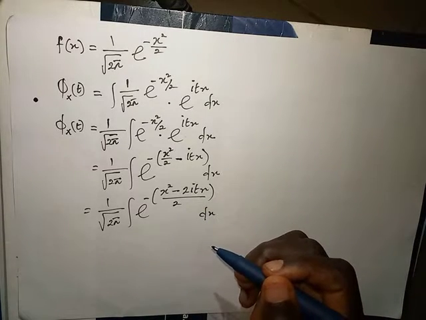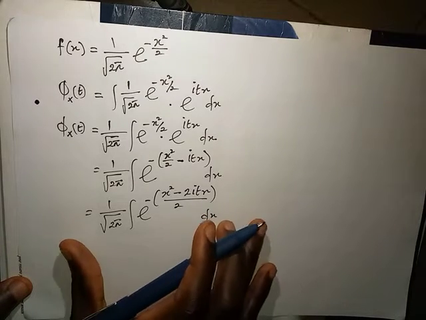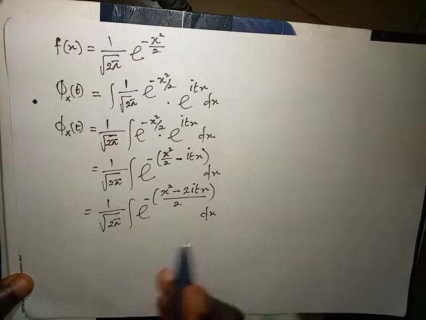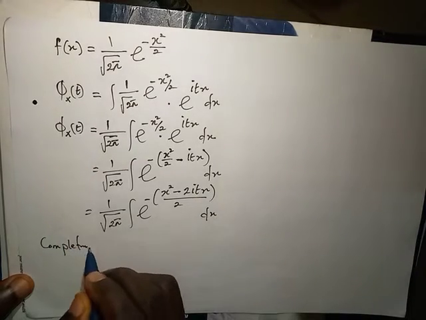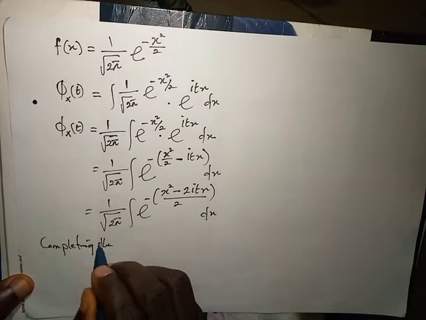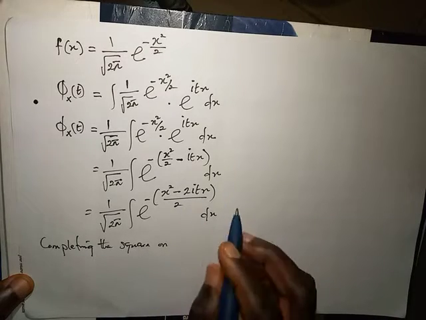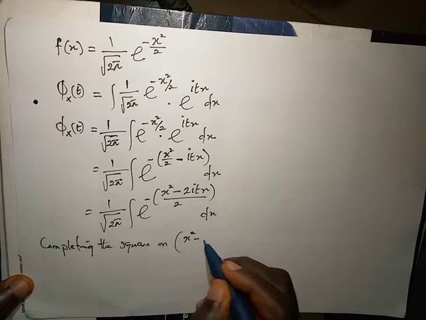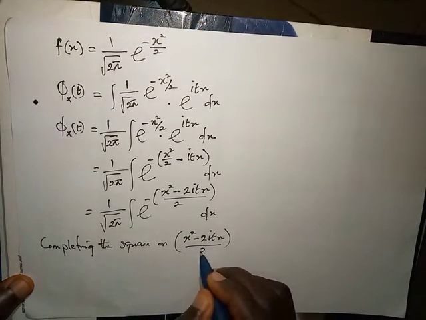So from this point, we want to use completing the square on this. So I will just ignore this for this moment, then we deal with this, just completing the square on this bracket that we have here, which is x squared minus 2 i t x, then divided by 2.